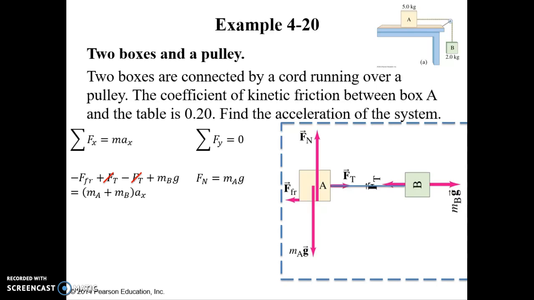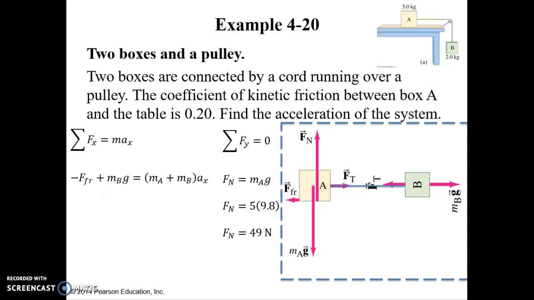And look at that! Tension cancels out. And I know we need to solve for the normal force in the y direction for a later substitution. Our equation reduces down in the x direction and the y direction. We can plug and chug to solve for the normal force, which is 49 newtons.